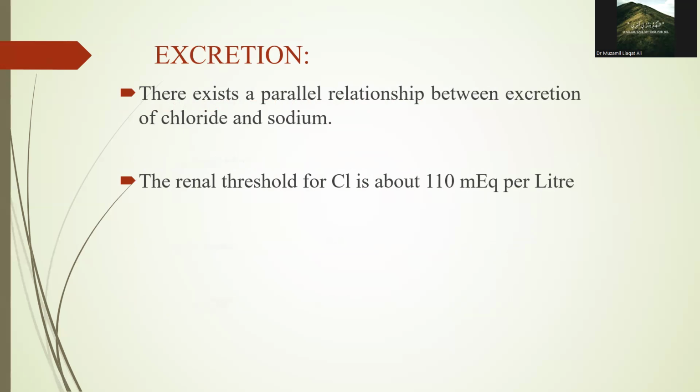Excretion of chloride or chlorine: there exists a parallel relationship between excretion of chloride and sodium. When sodium is retained, chloride is also retained. When sodium is excreted, chloride is also excreted. The renal threshold for chloride is about 110 milliequivalents per liter. When plasma chloride exceeds this level, the kidneys begin to excrete the excess into the urine.